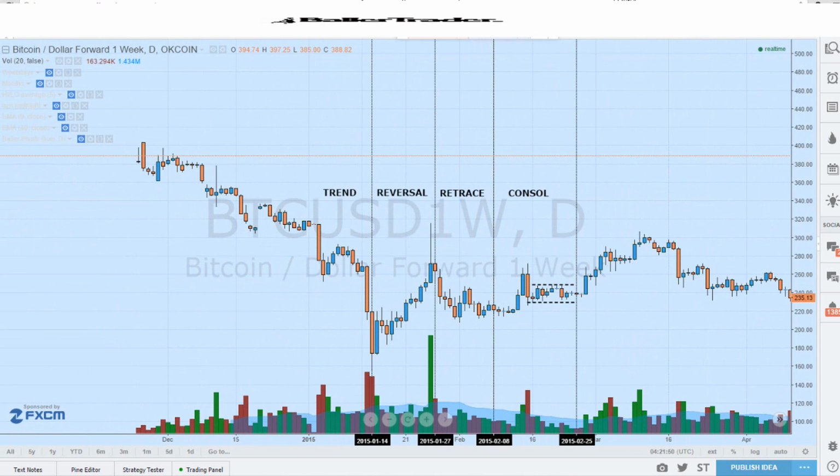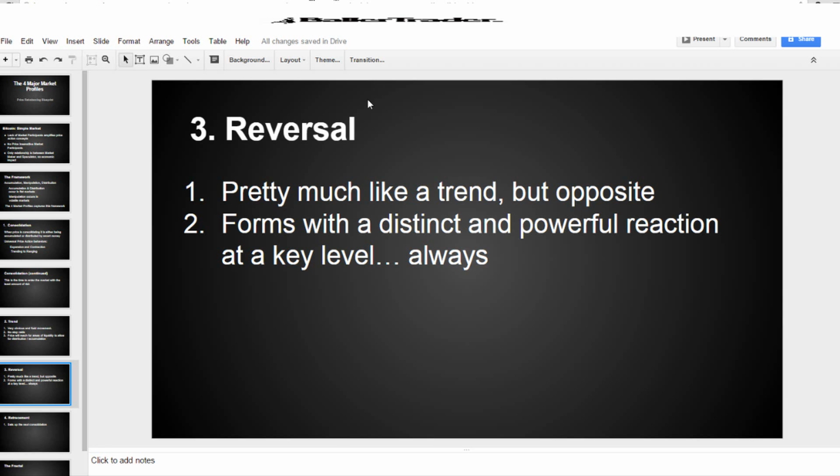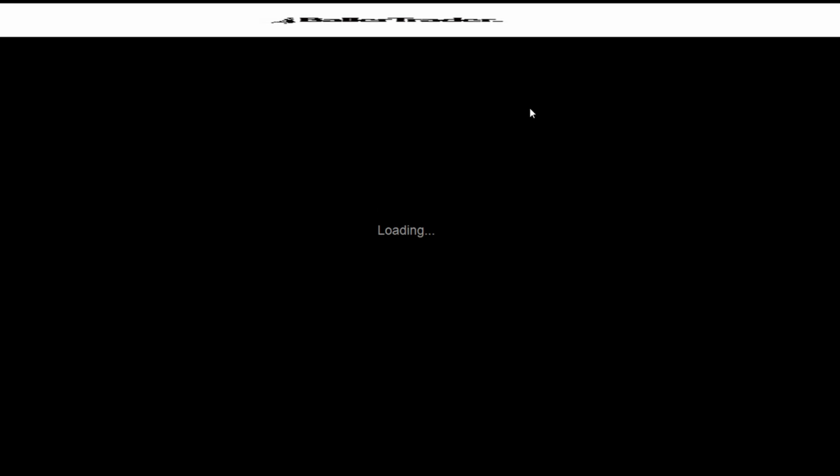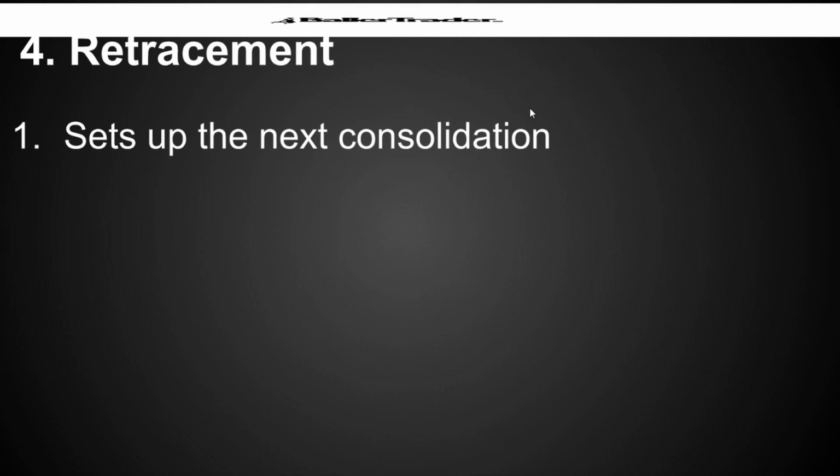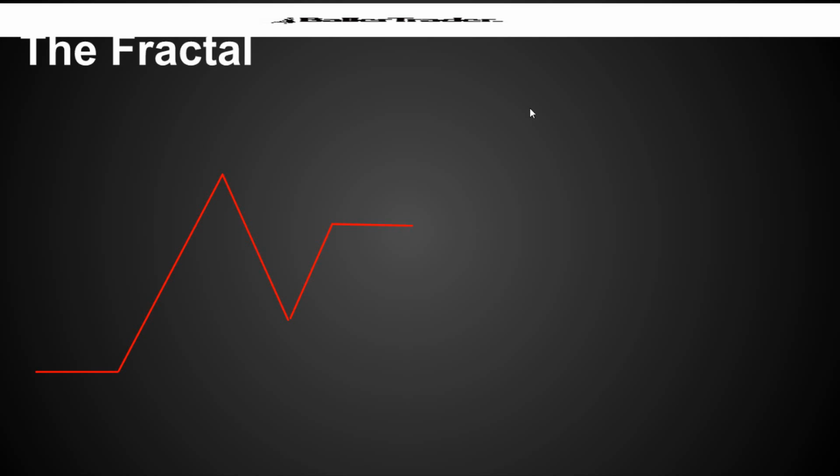Retracement is kind of boring. What do I say about retracements? I'm pretty sure that a retracement is just a retracement, you know what I mean? Yeah, it just sets up for the consolidation. Boom. And then this is the fractal pattern.